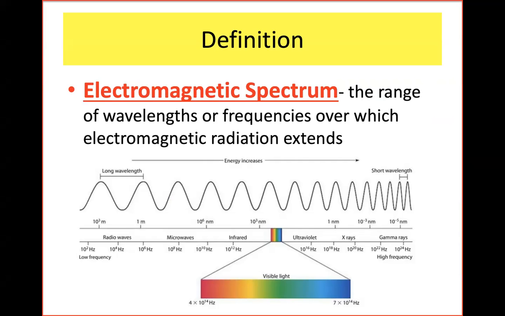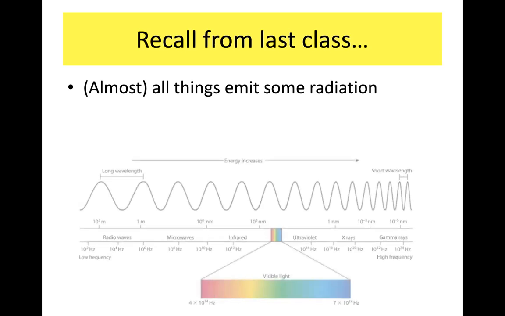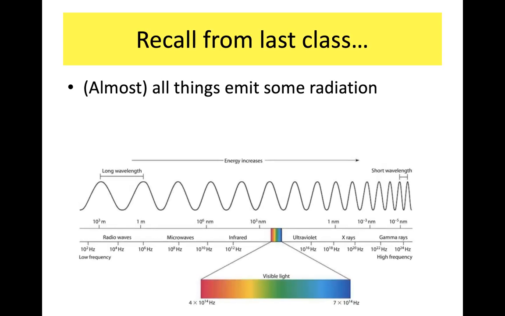And the spectrum itself, we give names to this. The longest wavelengths are called radio waves. The shortest wavelengths are called gamma rays. Everything in between. Recall from last class that almost all things emit some form of this radiation. On the long end, you have your radio waves. We get heat produced through infrared radiation. We get the visible light spectrum for us. That's a type of electromagnetic radiation. Our eyeballs are attuned to that.